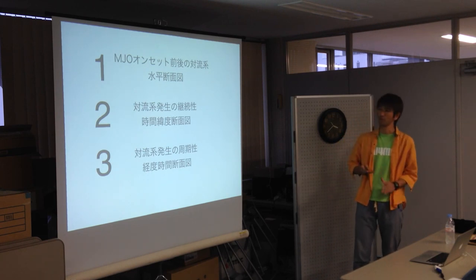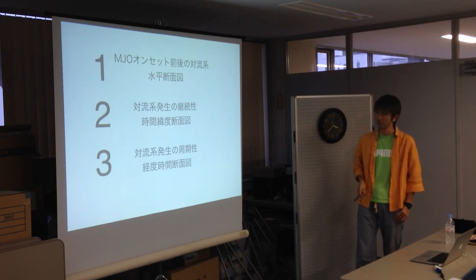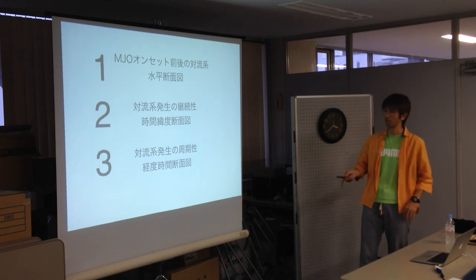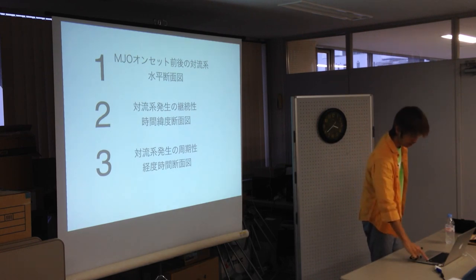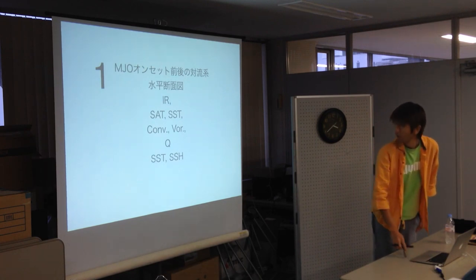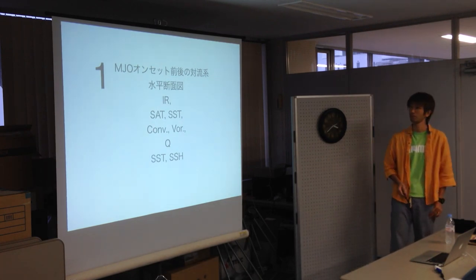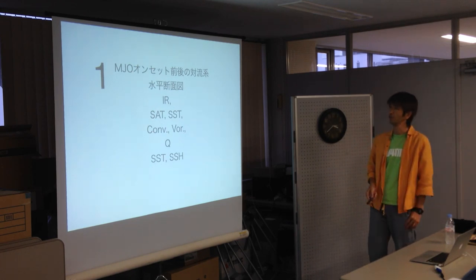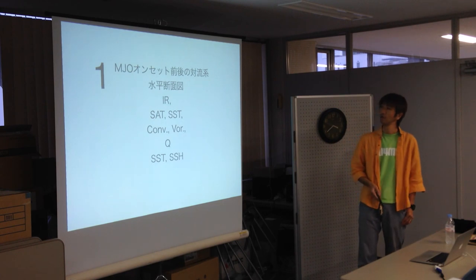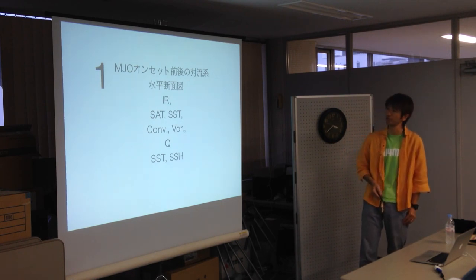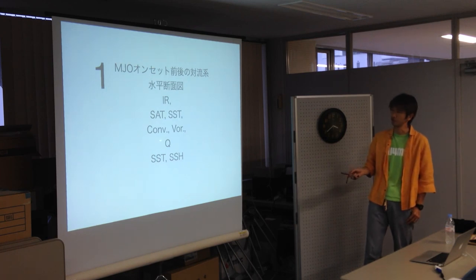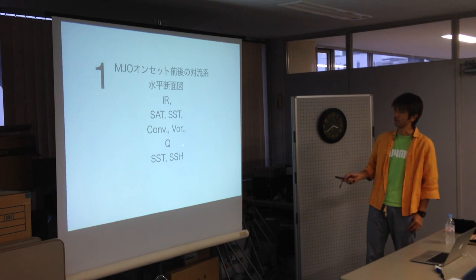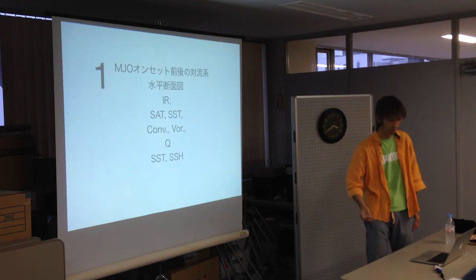And the third one is the periodicities of convective systems, the generation of convective systems. So I will see some parameters of long-term time cross sections. So first of all, I will show the outline of the MJO and convective systems just before the onset and during the onset. So we're going to see IR, surface air temperatures, SST, convergence and vorticity, and specific humidity, something like that.